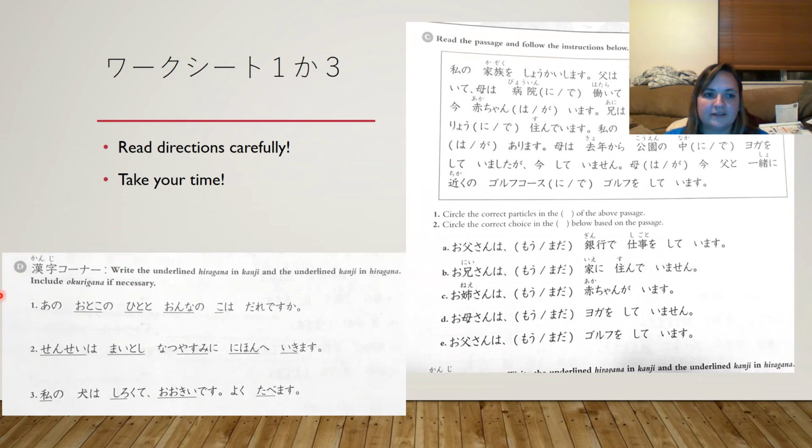And then, of course, the last part is your kanji kona, right? So write the underlined hiragana in kanji, underline kanji in hiragana, and include okurigana if necessary. So if you don't know yet, okurigana is the hiragana you have to add after a kanji if it needs it. And this happens a lot with our verbs, right? And our adjectives. So you might have to write part of that in kanji, but you might have some hiragana you have to add to the end to make it accurate. So make sure you practice these and fill in the kanji, okay? And that, my friends, is your worksheet for this time, okay?